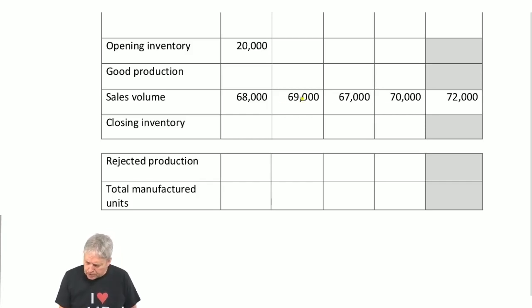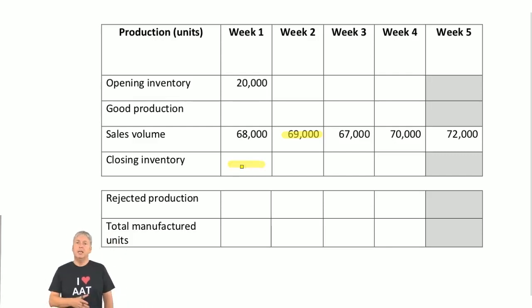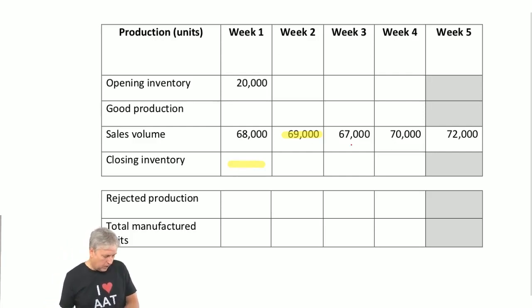Presumably, it means we do something like this. We've got our following week of 69,000, and that will dictate the closing inventory in week 1 here. So all we have to do is to take 30% of 69,000, which I have a sneaking suspicion comes to 20,700.